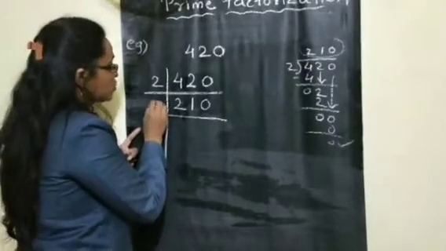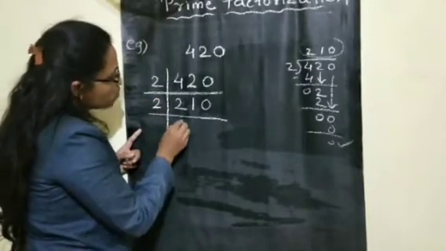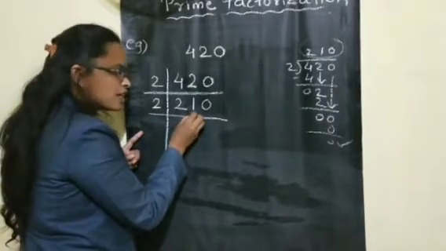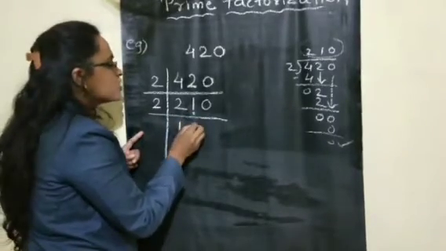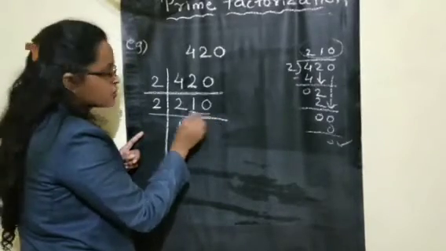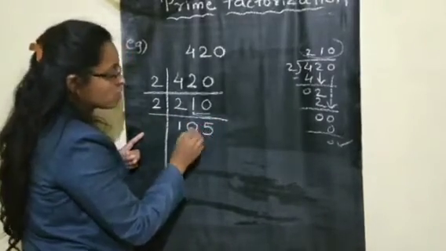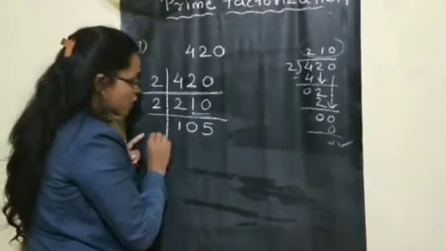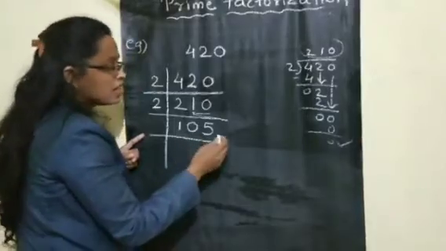Let us divide by 2 again. So 2 1s are 2. 2 1s are 2. Then 1 is a smaller number, we cannot divide directly, so write 0 and then consider this number together. So 2 5s are 10. So what answer did we get here? 105. If you have not understood how the 105 came here, let me show you.